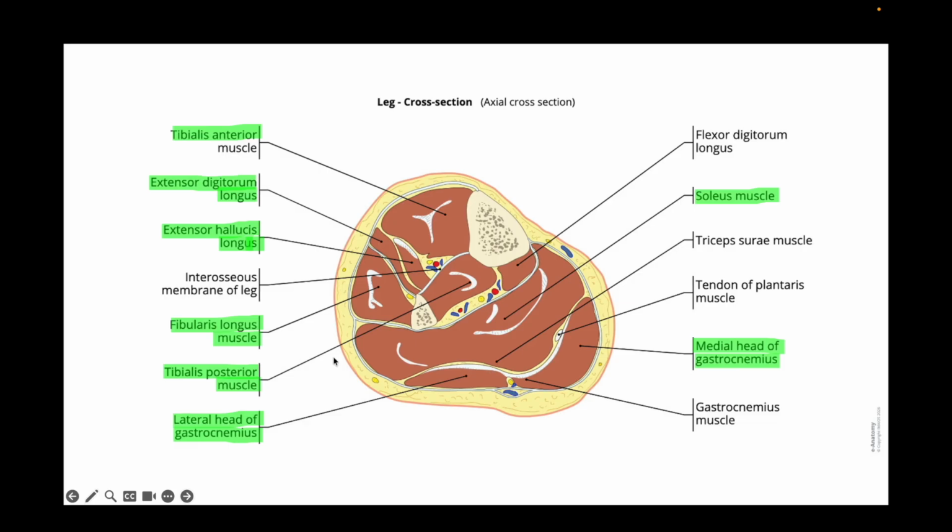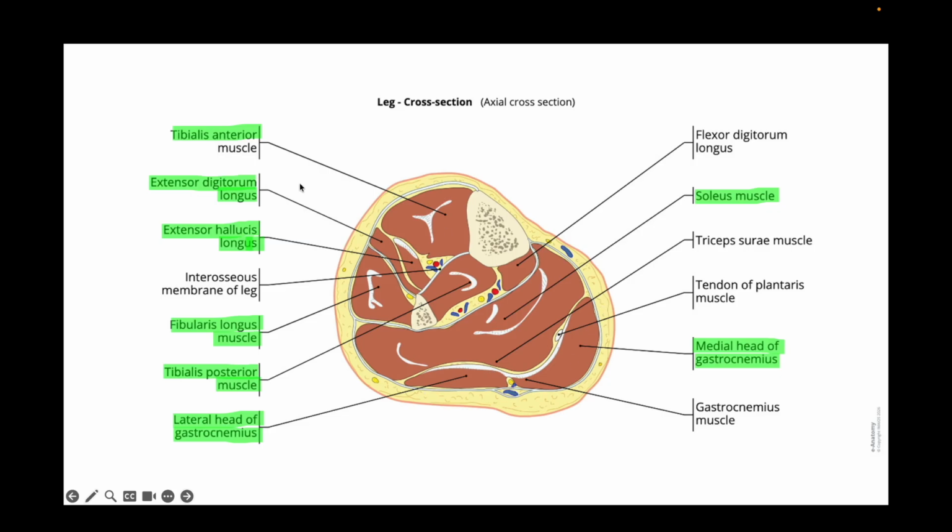You then have your peroneal muscles or fibularis muscles. In the UK, we call them peroneal muscles. So peroneus longus, and there's also peroneus brevis, which I'll show you. Behind tibialis anterior, it stands to reason there's a tibialis posterior, which is immediately behind it. Behind that is your soleus muscle, and then behind that is your gastrocnemius muscle.